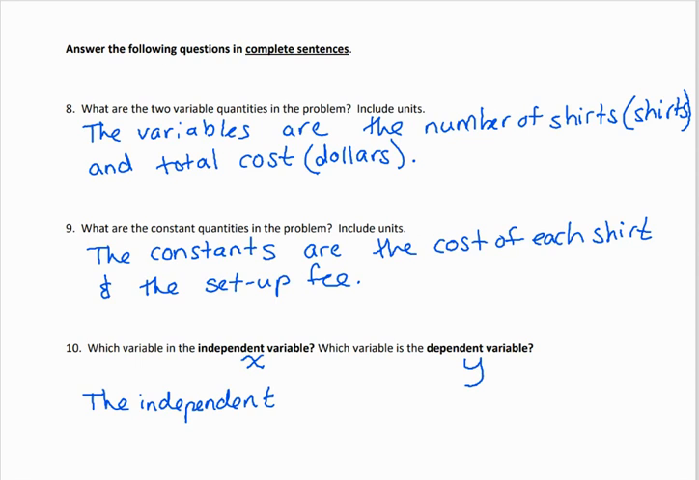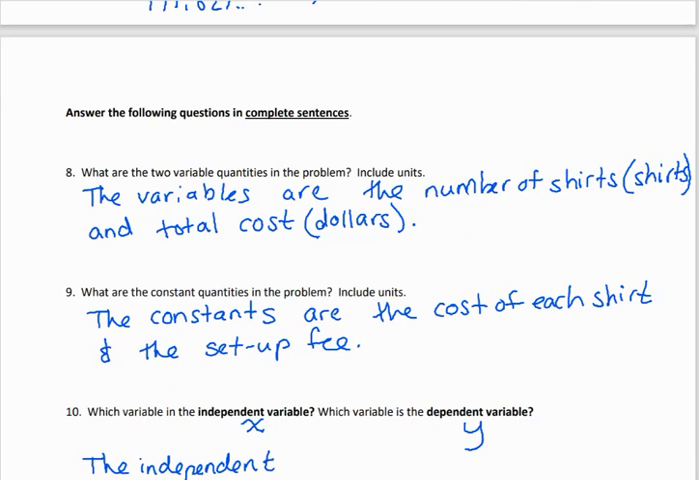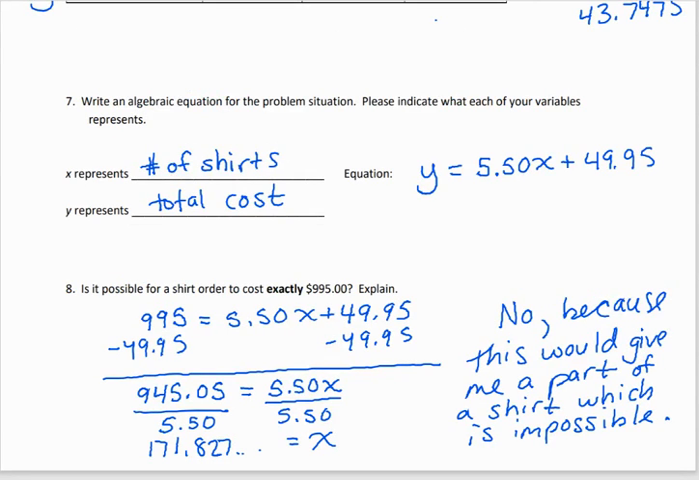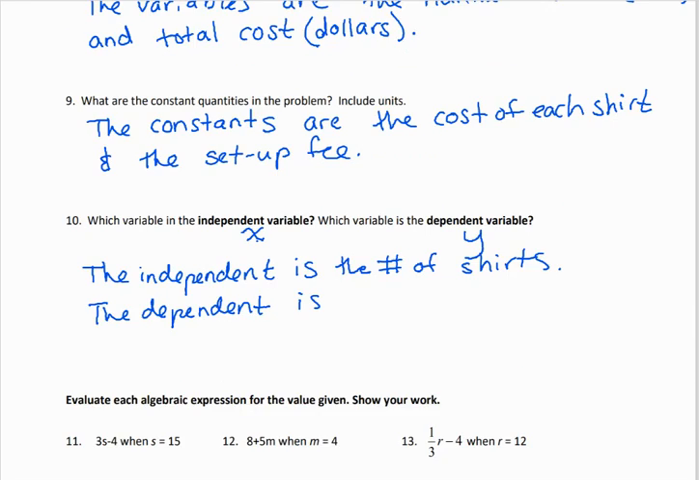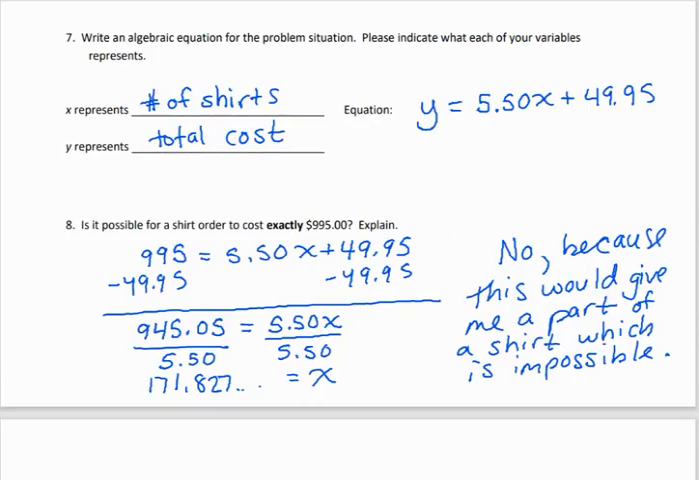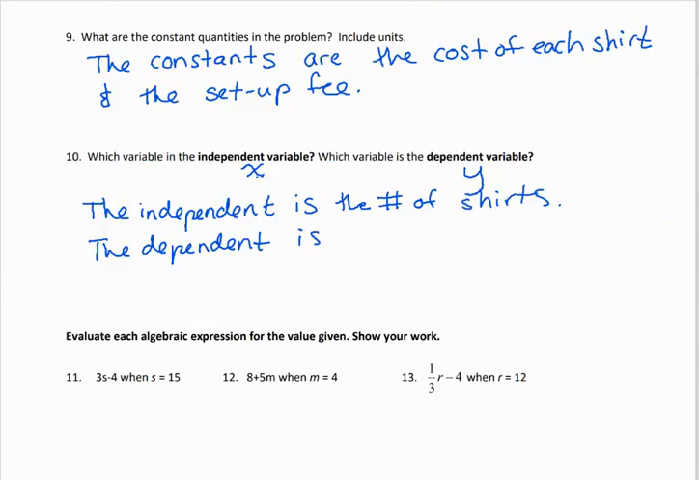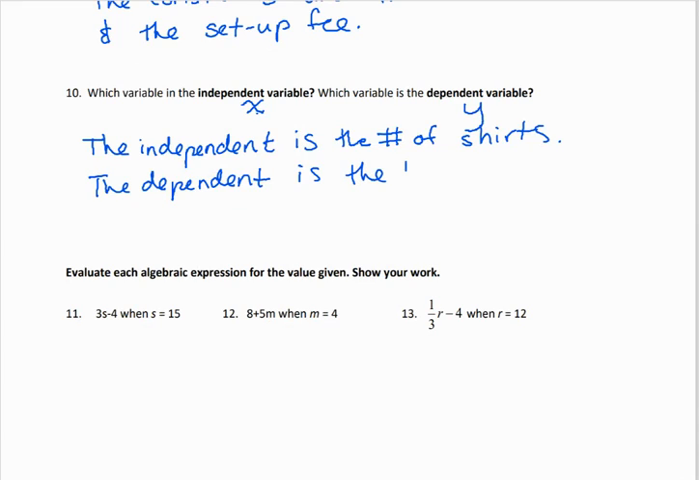Hang tight. Look up above at number 7. X is number of shirts. So if we're saying independent is X, that means independent is the number of shirts, which makes the dependent variable, if we said is Y, I go back up and I said Y was cost. So the dependent is the total cost.